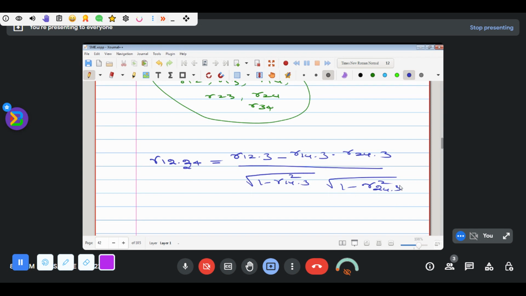This is the 4 variable concept. Apply the numerator separately and the denominator separately, and the result will come. Using this concept, I have given one problem also. What is the problem here?